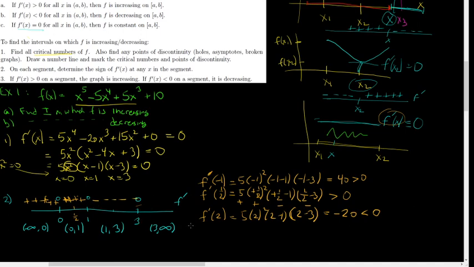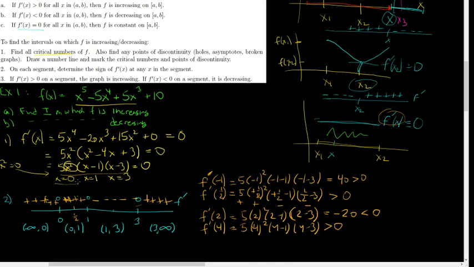And finally, what's bigger than 3? 4. Plug that into the derivative. Again, I'm plugging it into this. So 5 times 4 squared times 4 minus 1 times 4 minus 3. Well, this is all positive, right? So positive times positive times positive times positive is greater than 0. So that'll be positive. So you notice that in some cases they switch signs from positive to negative or negative to positive, and at 0 it did not switch. It stayed from positive to positive.